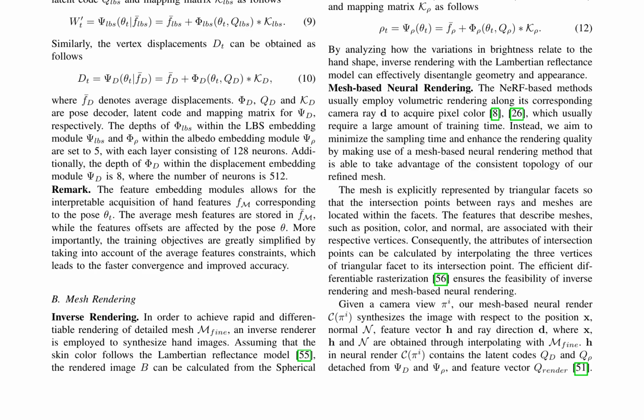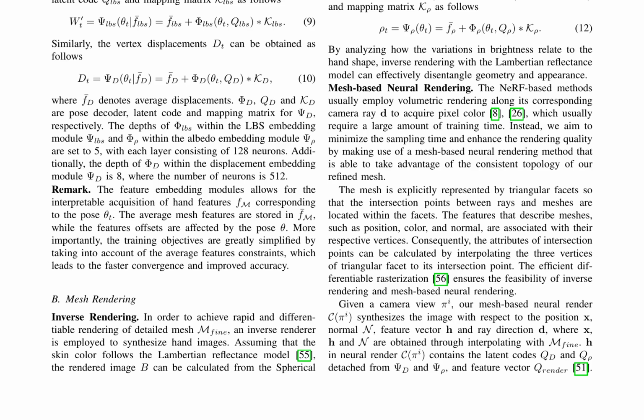The pose-dependent albedo ρt is obtained from the feature embedding module PSR with average vertex albedo fρ, pose decoder φ, latent code qρ, and mapping matrix kρ. The mesh-based neural rendering method is employed to minimize sampling time and enhance rendering quality. The mesh is explicitly represented by triangular facets, and the features that describe meshes, such as position, color, and normal, are associated with their respective vertices.